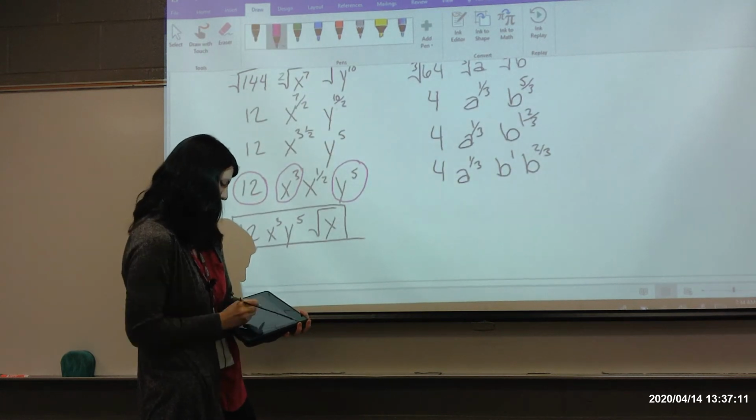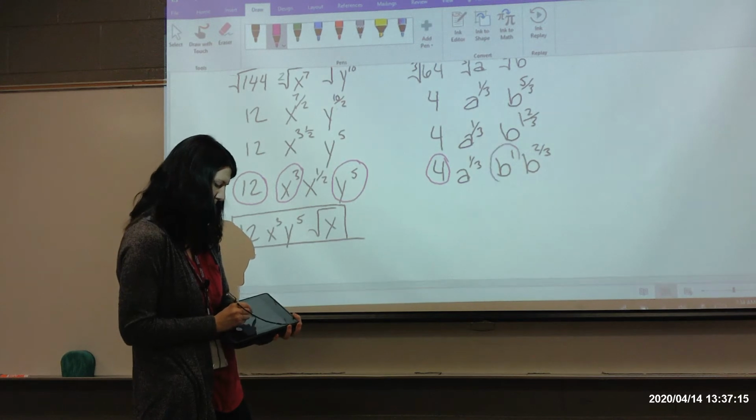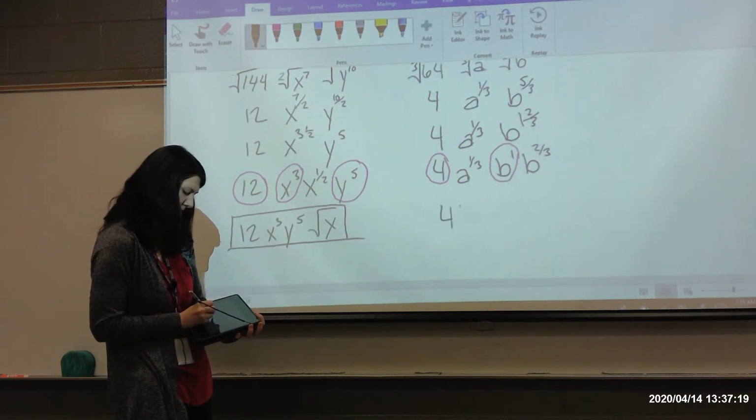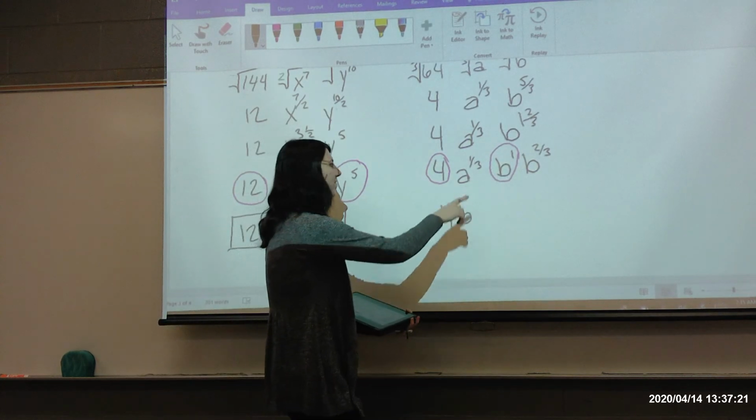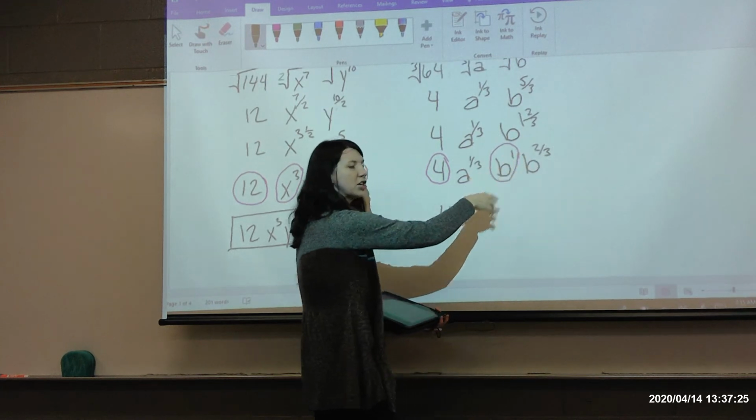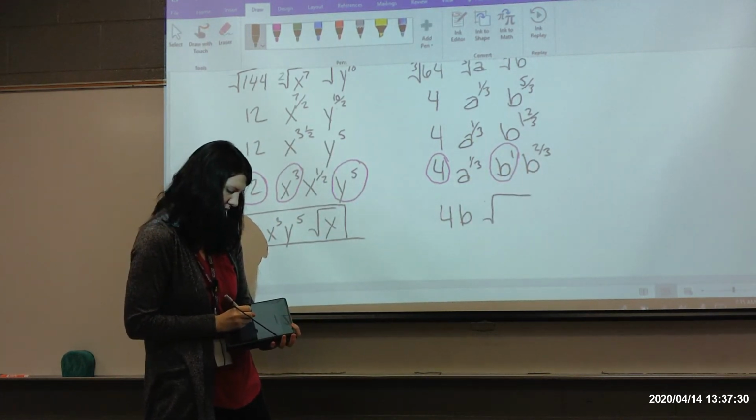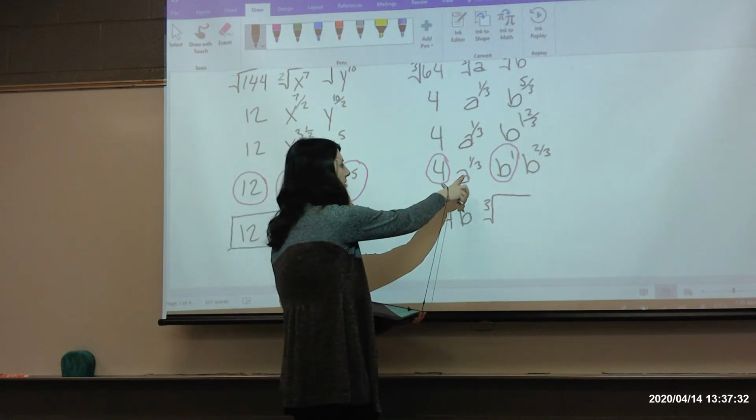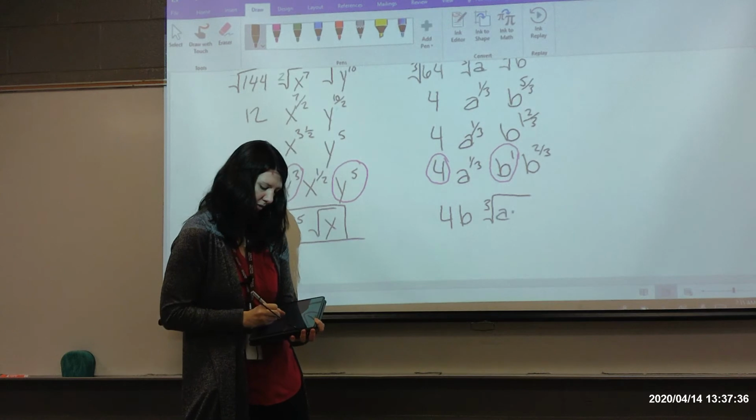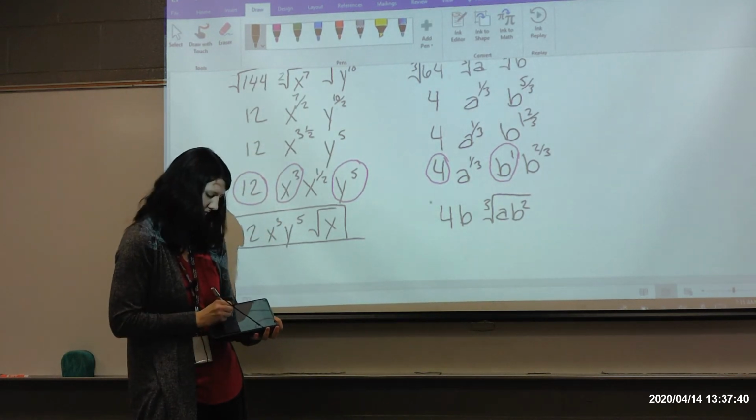Okay, so I have 4, doesn't have a fraction as an exponent. B to the 1 doesn't have a fraction as an exponent. I'm going to write those first. And then if you notice here, their index is the same. Index of 3, index of 3. So these can actually go underneath the same radical, and that will be a cube root. Okay? And there's 1 a and 2 b's. So a, b to the 2. And that's your final answer.